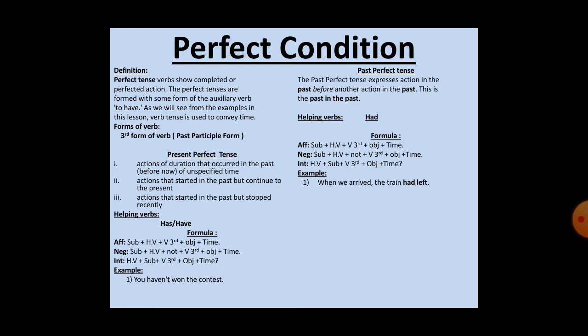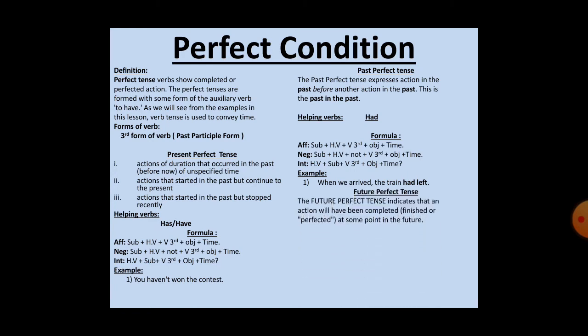Here comes an example: when we arrived, the train had left. So here we observe two actions of the past. First is arriving and second is leaving. So which action takes place first? The leaving action takes place first. That's why we use past perfect tense for that action, and for the second action that occurs after that earlier past, there we use past simple.